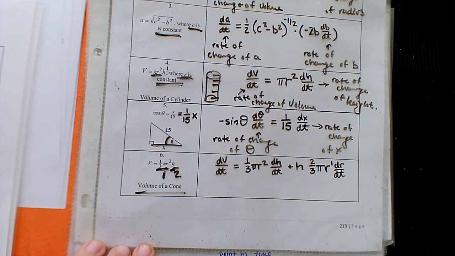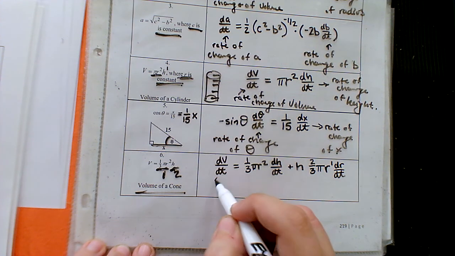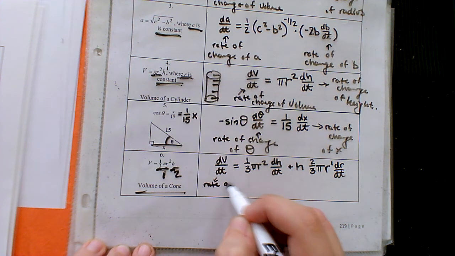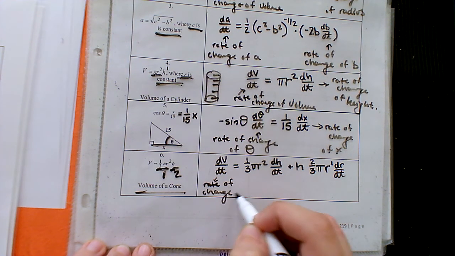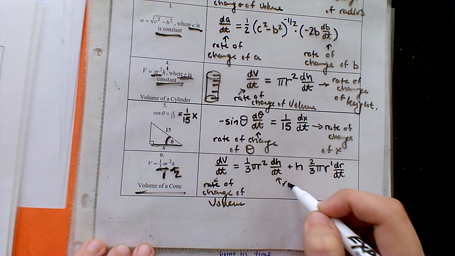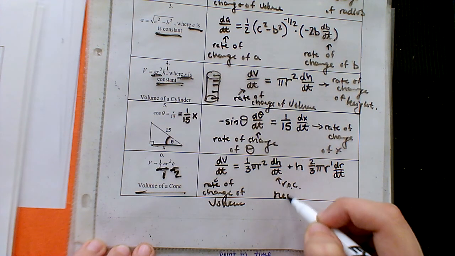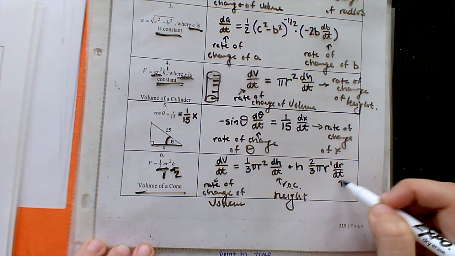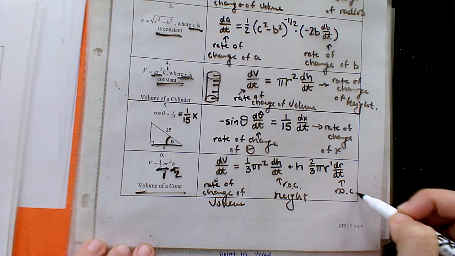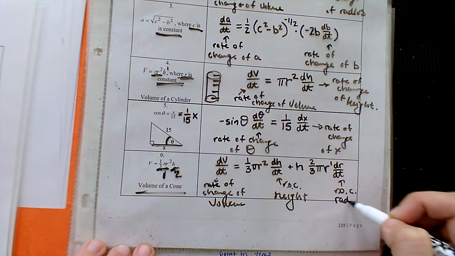So in this case, we actually have 3 rates, unlike the other ones where we had 2. So this would be rate of change of volume. This would be rate of change for height. And then rate of change for the radius.